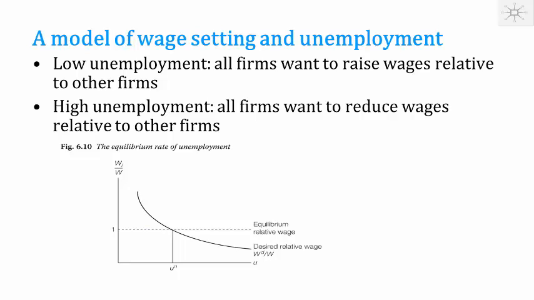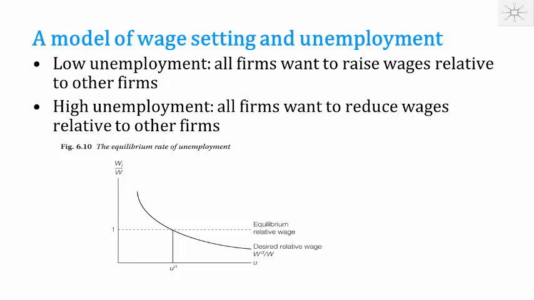And on the horizontal axis, we have the unemployment rate. And we have just learned from this theory that if unemployment is high, then the firms want to set a lower wage, and we denote the firm's desired or profit maximizing wage by W^D. So if unemployment is high, firms want to set a lower wage relative to other firms because turnover is less of a problem. If unemployment is very low, then all firms want to raise their wages in order to reduce turnover.